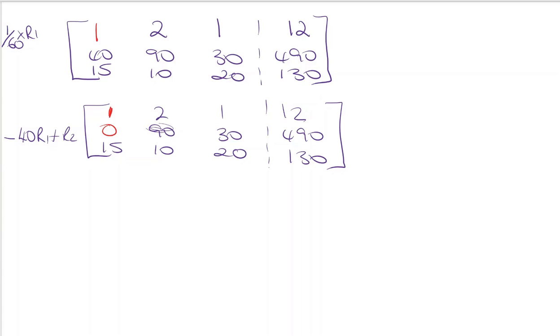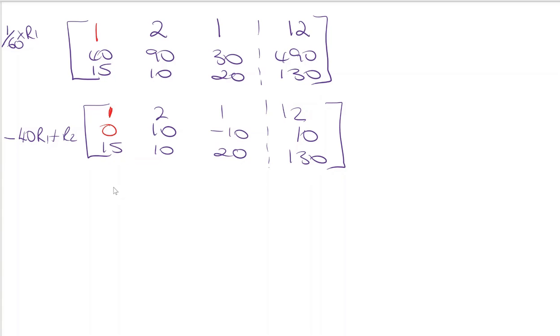So this will be 10. So the next one, minus 40 times 1 is minus 40, minus 40 plus 30. So this is going to become minus 10. And the last column here, we have minus 40 times 12 plus 490. So this will be 10. So this is our new matrix.